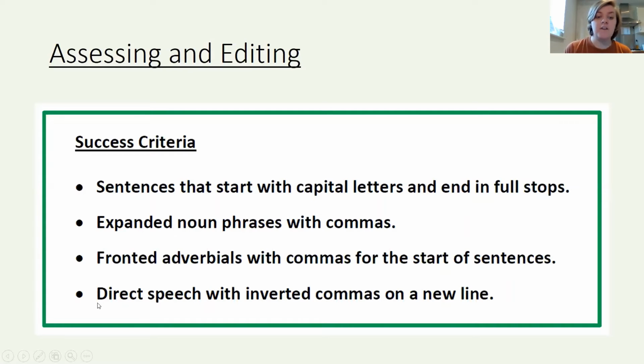And finally, direct speech with inverted commas on a new line. So it should be something like, open inverted commas, the thing that's said, a piece of punctuation, comma, exclamation mark or question mark, closed inverted commas, and then the said bit, all of which is on a new line. Okay, it's a lot, so let's see what you've done.